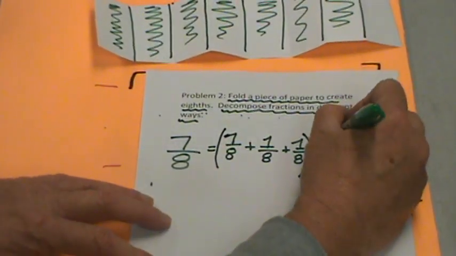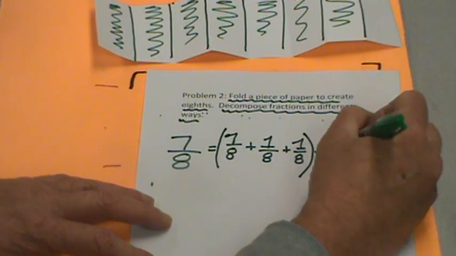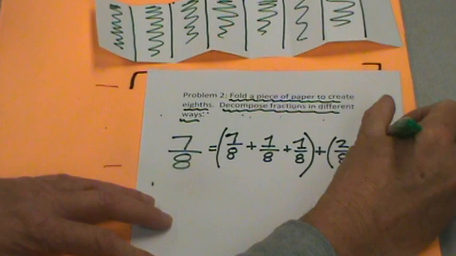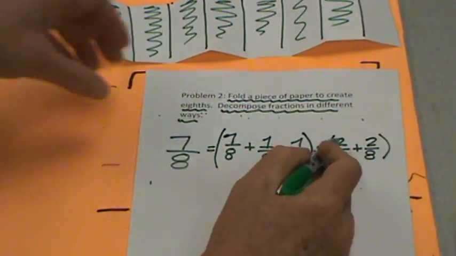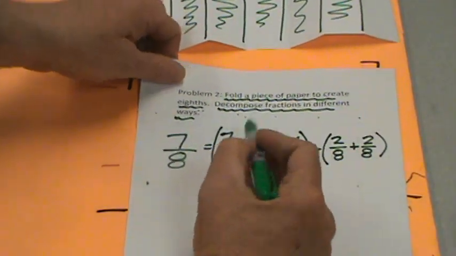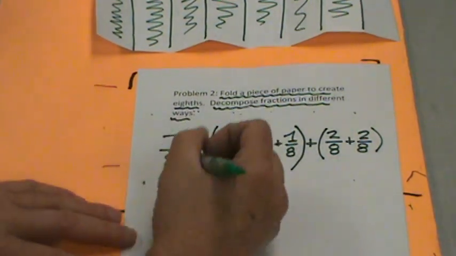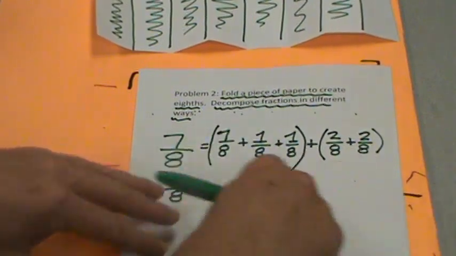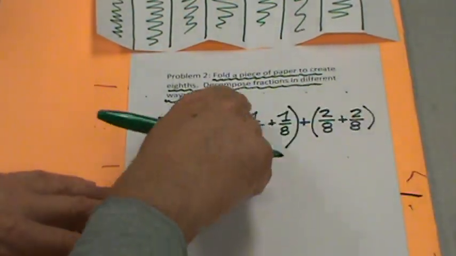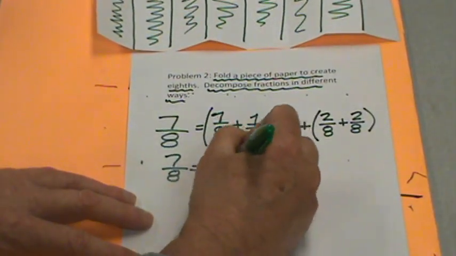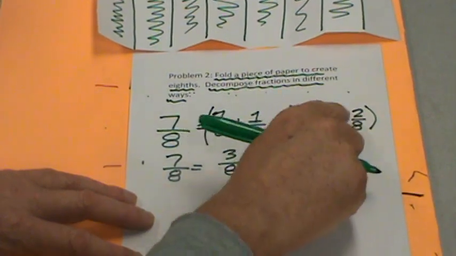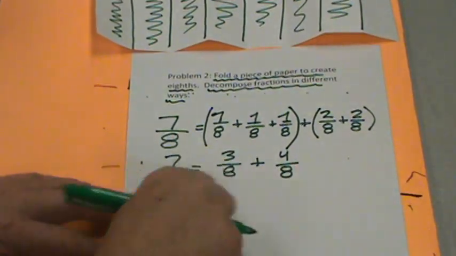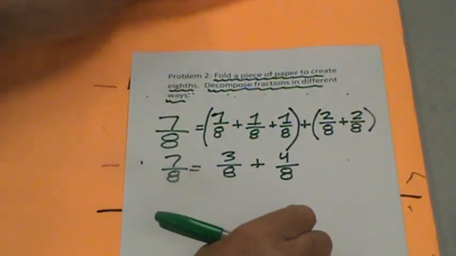We could go like this. Couldn't we go 2 eighths plus 2 eighths to show 4? So we'd have 2, 4, 5, 6, 7, and we'd have 7 eighths. Let's figure this out. So 7 eighths equals, we'll do the parentheses first from left to right, 1, 2, 3 eighths plus 4 eighths, right? 4 plus 3 is 7. Lower number remains the same.